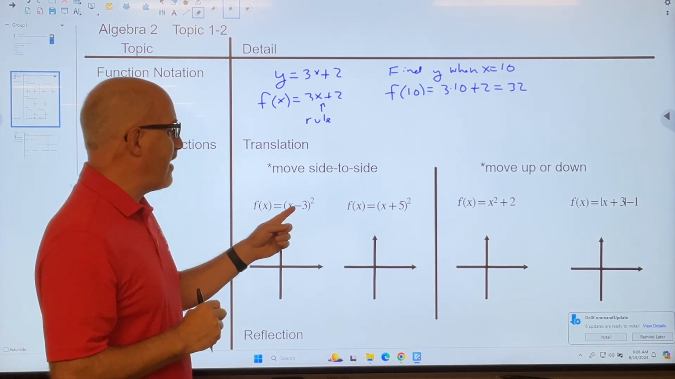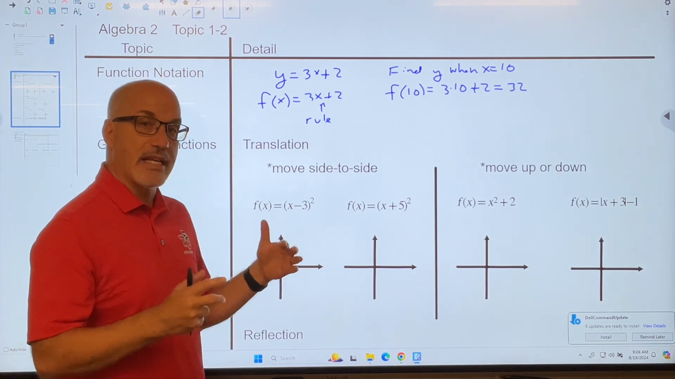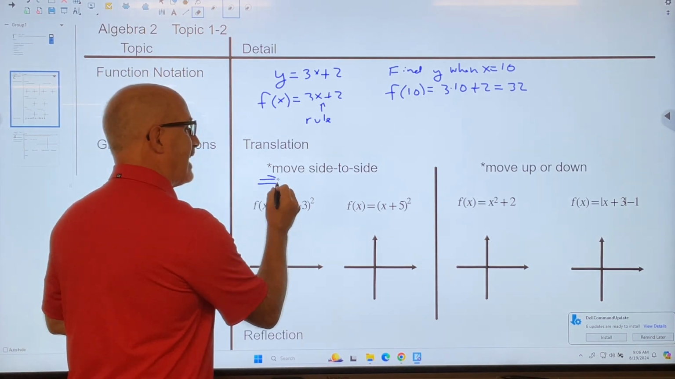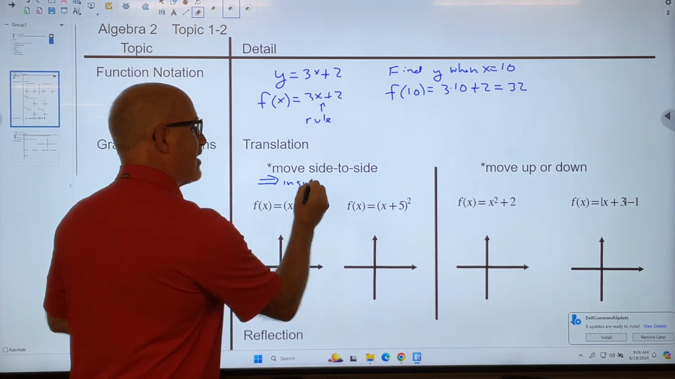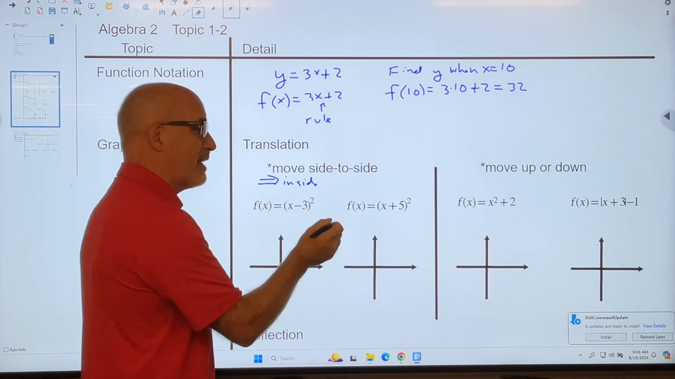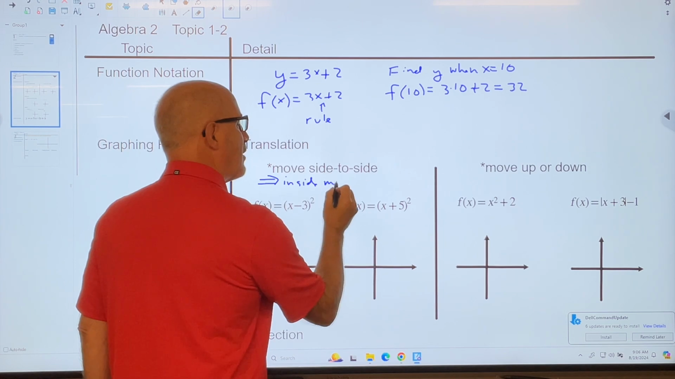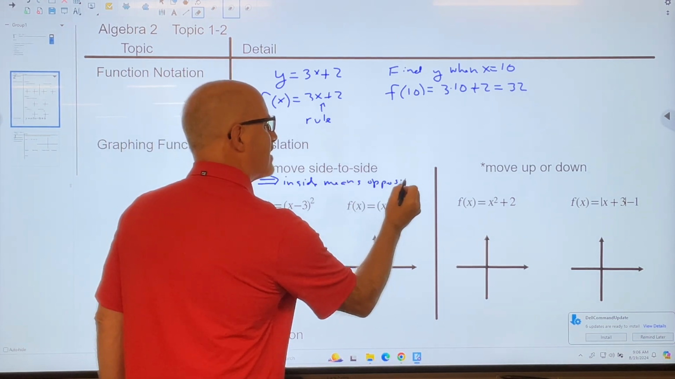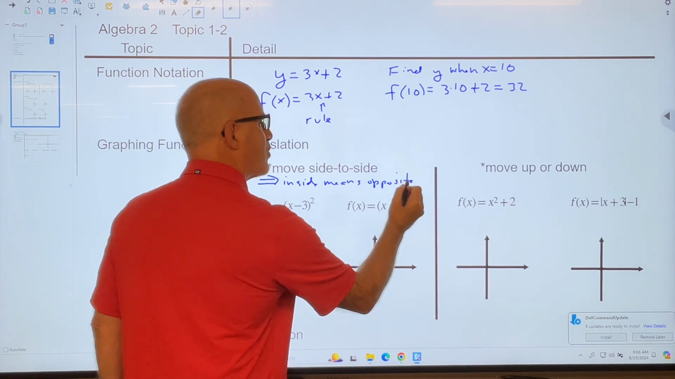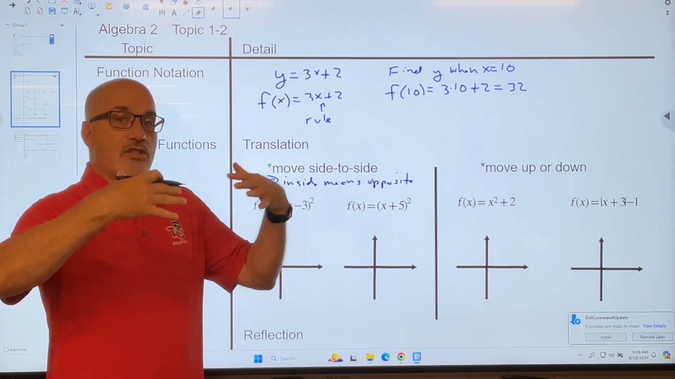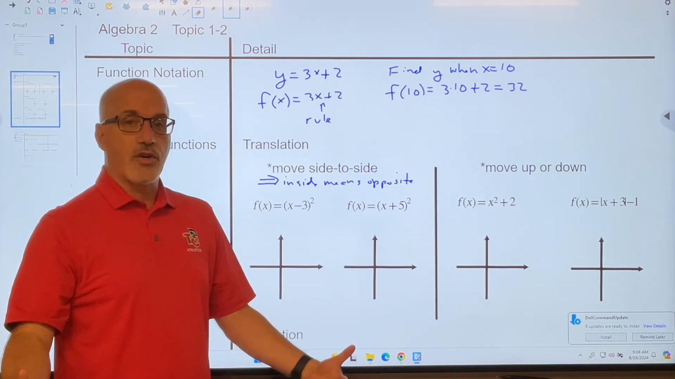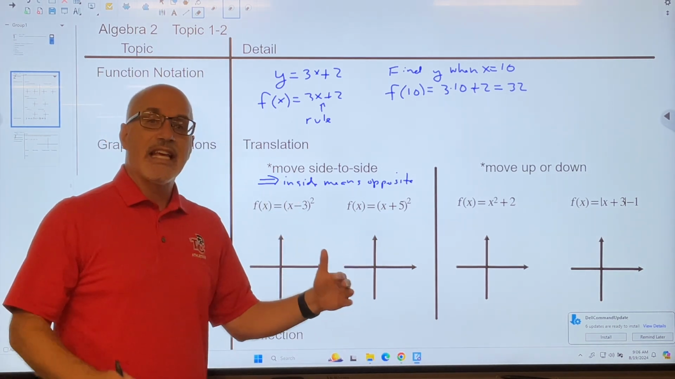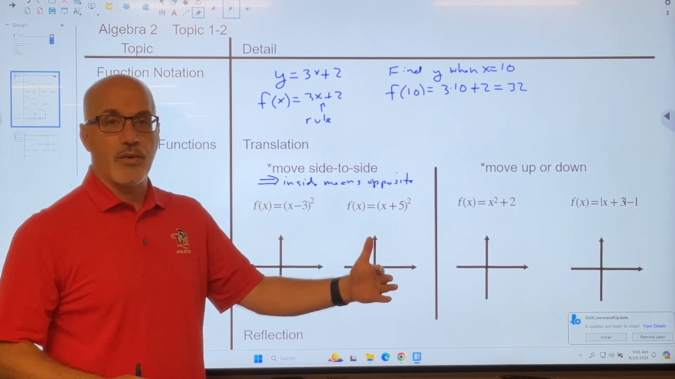If we have this equation with an x minus 3 inside the square, notice that this is inside the parentheses and squared. That means inside means opposite. This is going to be true for the entire year. All these new functions we're going to introduce during the course of this year, when we work with things on the inside, it's going to have the opposite effect of what you would expect.